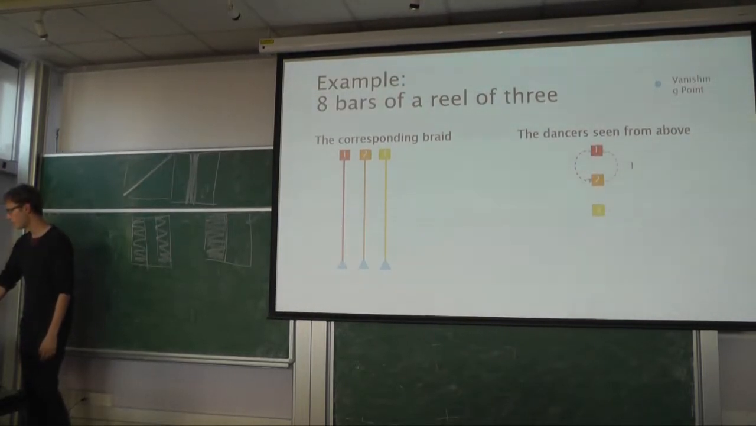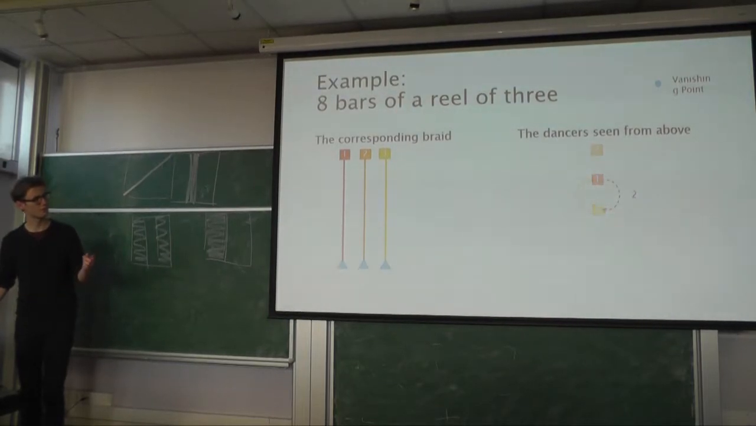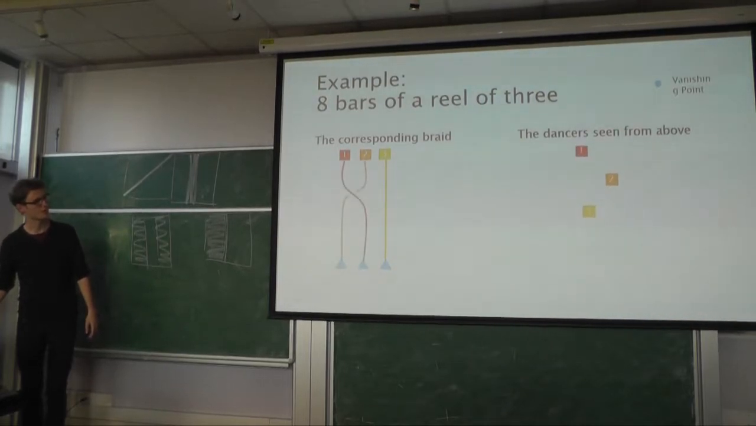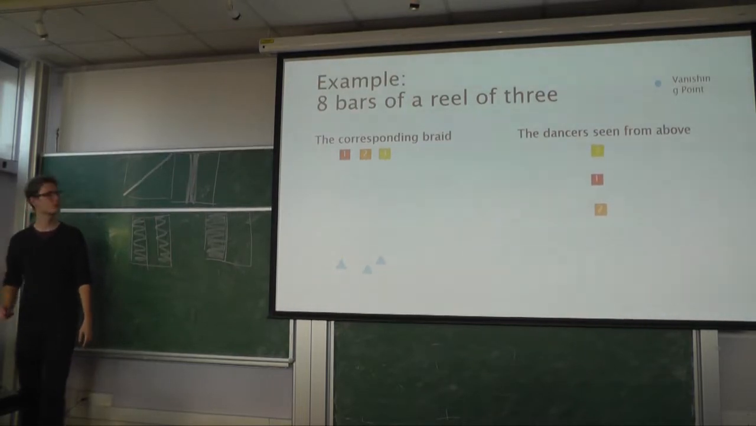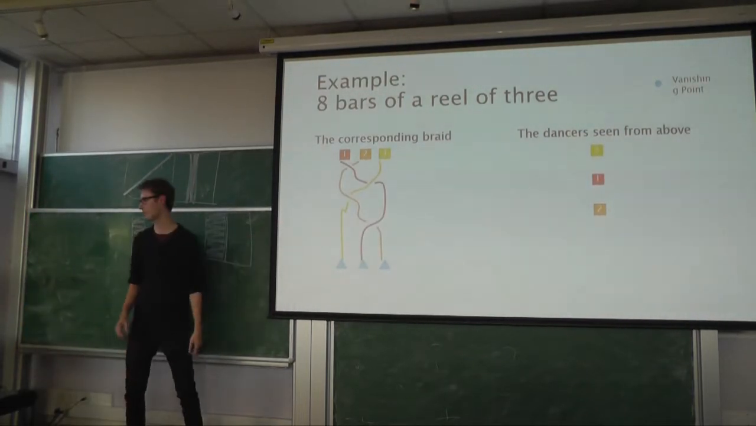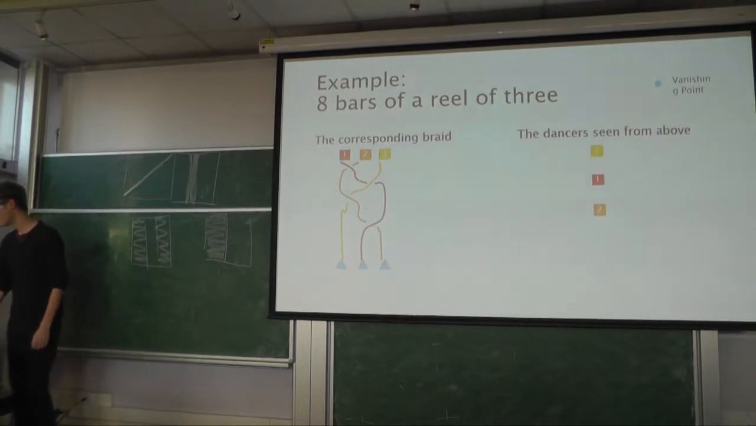So here's also an animation of what happens. You see that the dancers swap. This is the way in which they swap places, if you look at them from above. And then you can also trace what happens to the braid. And here I apologize for the poor drawings, because I mentioned earlier that strands are not allowed to turn back up again, but yeah, that's there.